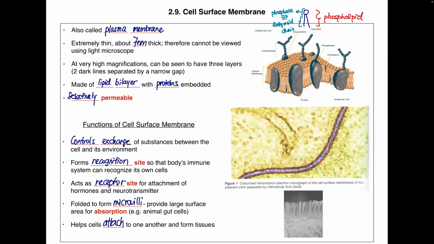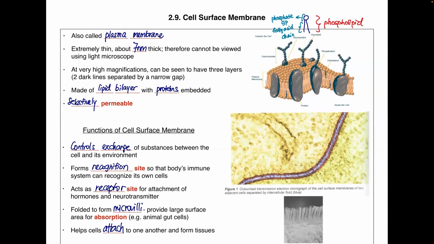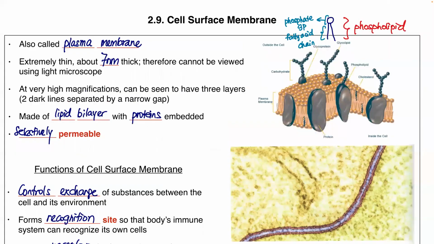Okay, the plasma membrane is probably something that we are familiar with, one of the first cellular structures that you possibly learned. The plasma membrane is extremely thin, 7 nanometers thick. Again, it is a structure that you wouldn't see under a light microscope. At very high magnification, it can be seen to have three layers, two dark lines separated by a narrow line. So you need a very high magnification in order to see it.